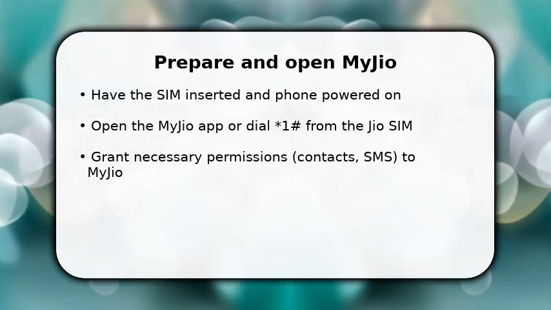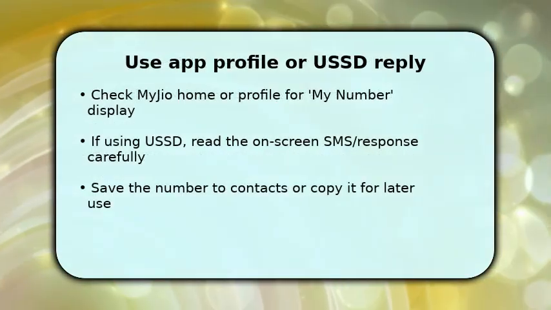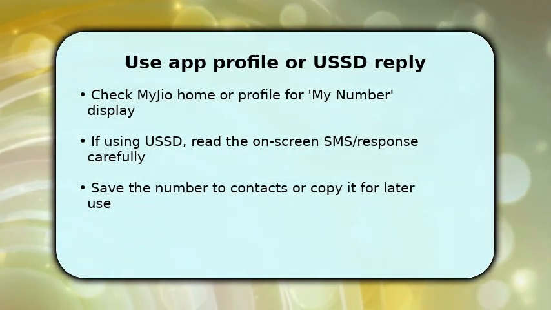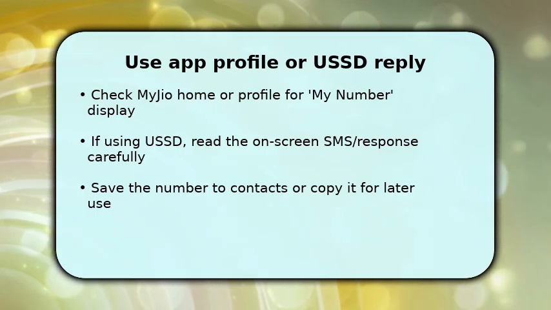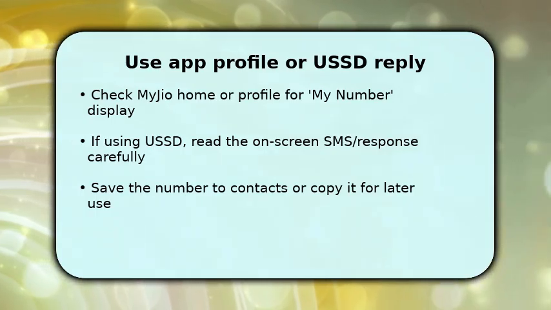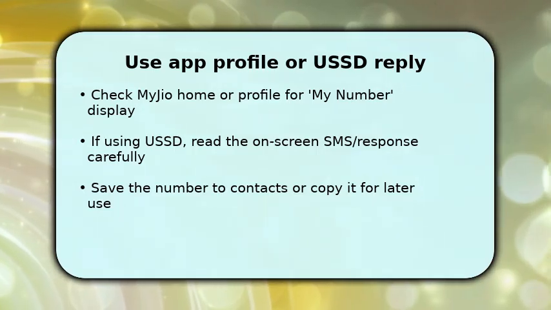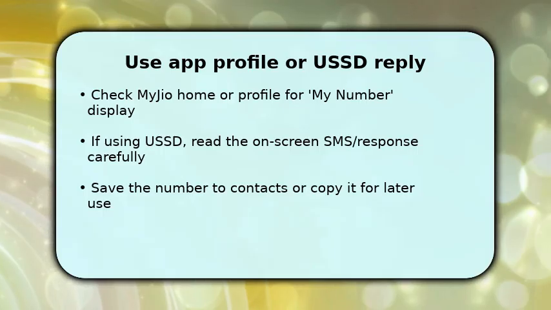Now you focus on extracting the number. In My Geo, tap the profile icon or home card. Your mobile number is usually listed near the SIM details. Make sure you scroll if needed. If you use the USSD code, the response appears as a pop-up or SMS. Read it slowly and copy the exact digits.